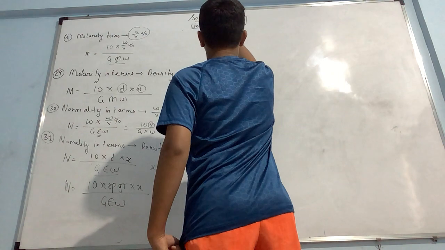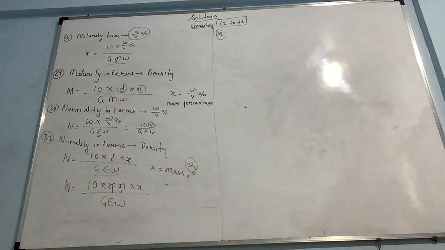Now 32nd point. 32nd point. What do we have?